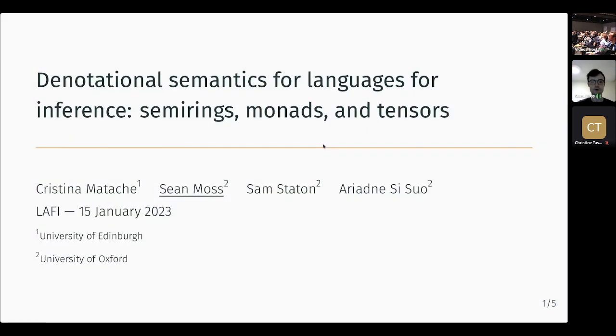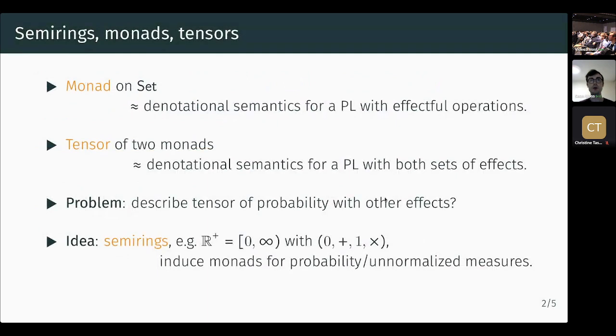This work is about using monads to give a denotational semantics for probabilistic languages. Let me recap these three keywords here. A monad on set gives you a denotational semantics for a certain class of effectful operations. It depends on which monad you have, but typically we're thinking random choices or using state.